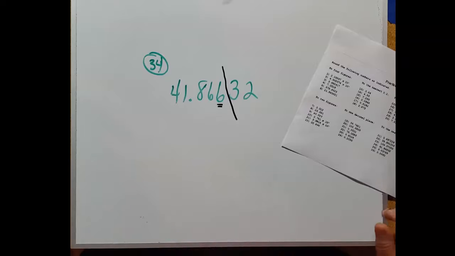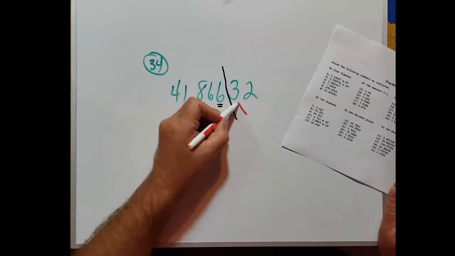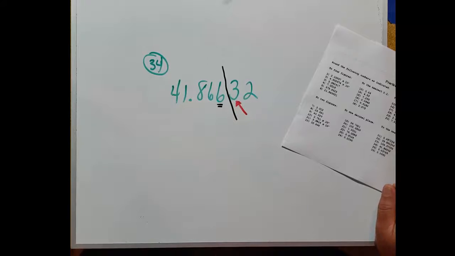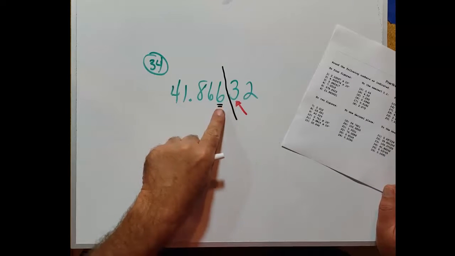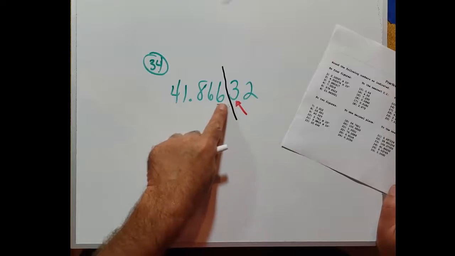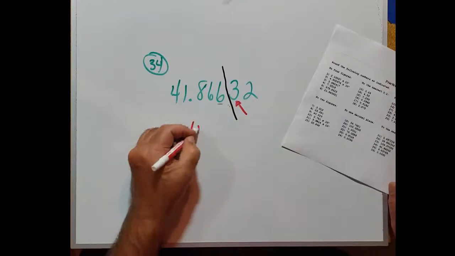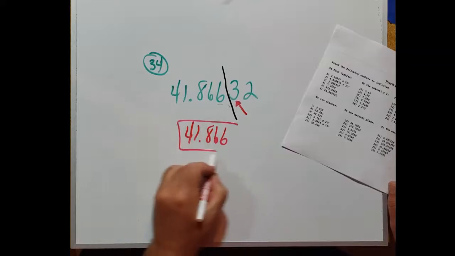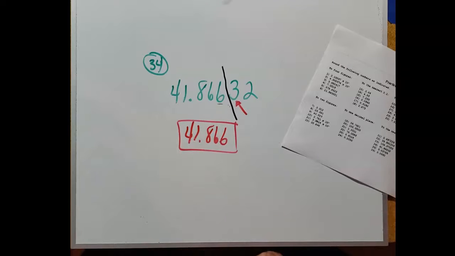Now this is pretty easy. We look at the first digit we're getting rid of, which is the 3, and when this number is 0, 1, 2, 3, or 4, we round down. So we go back here and say the 6 remains a 6. I'm done. 41.866 is the correct answer to number 34.